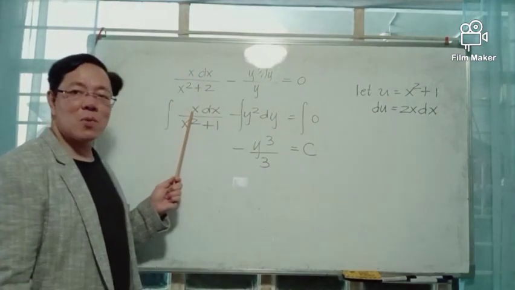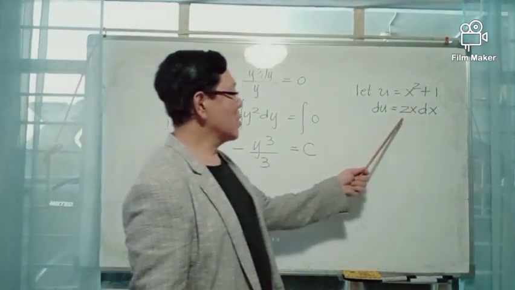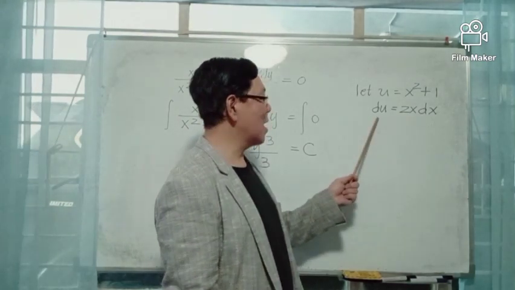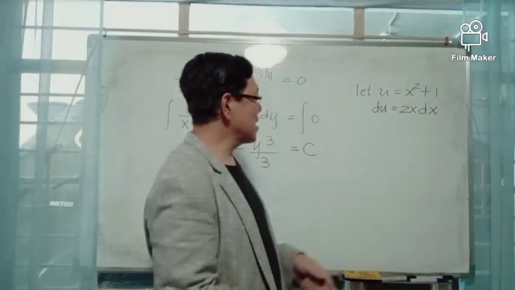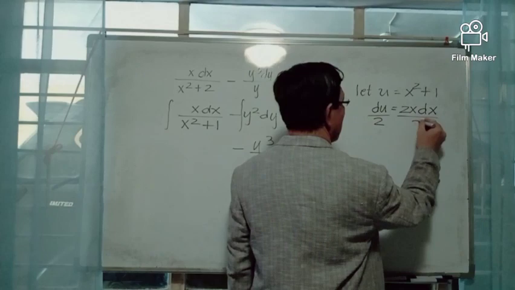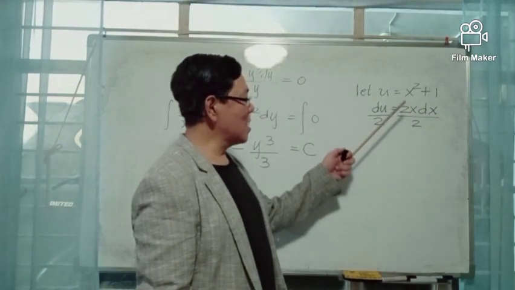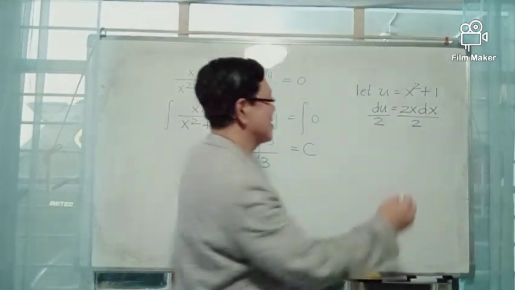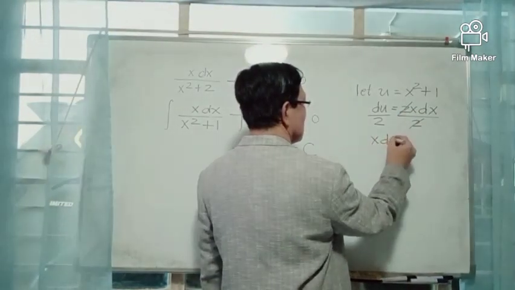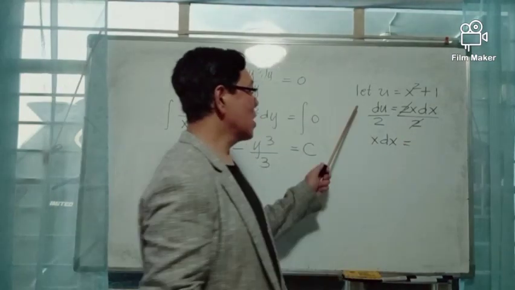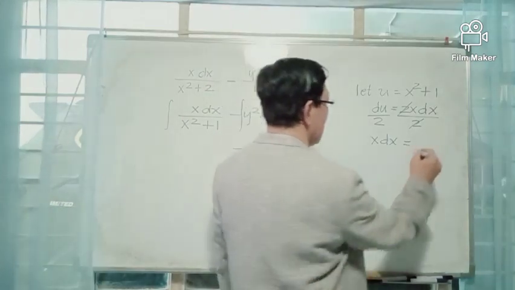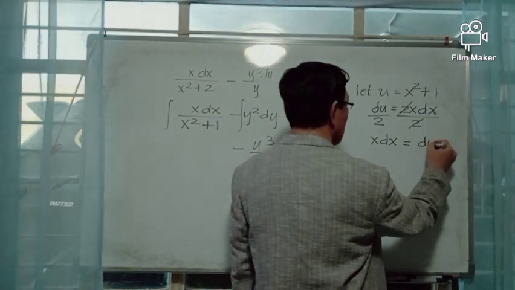In the numerator, we have x dx, and we can solve for x dx from this equation by dividing both sides by 2. So we divide the left side by 2, and we divide the right hand side by 2. And 2 will cancel out from the right side. And we get x dx is equal to du over 2, or 1/2 of du. I will write du over 2.